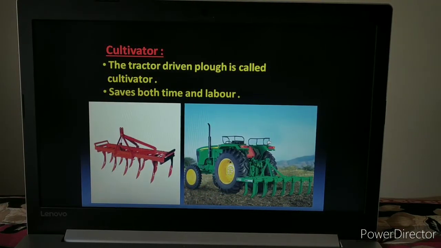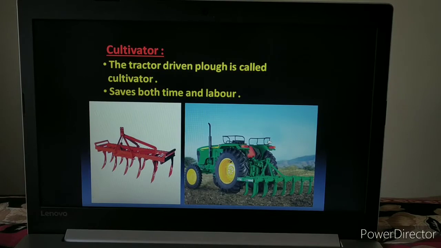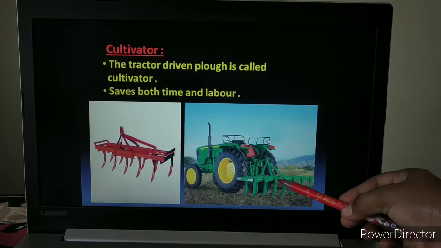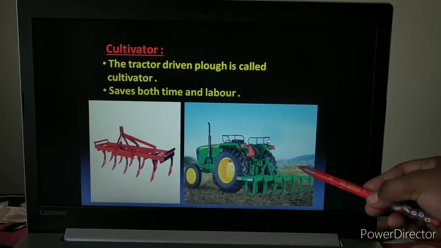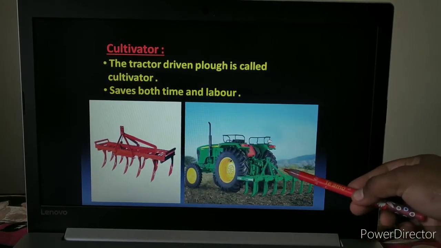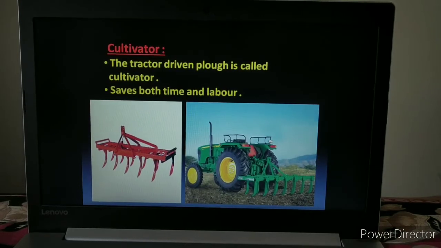You have already seen this cultivator somewhere. This is a single cultivator. It is attached to the tractor, and as the tractor moves on, it goes along with it and loosens the soil.